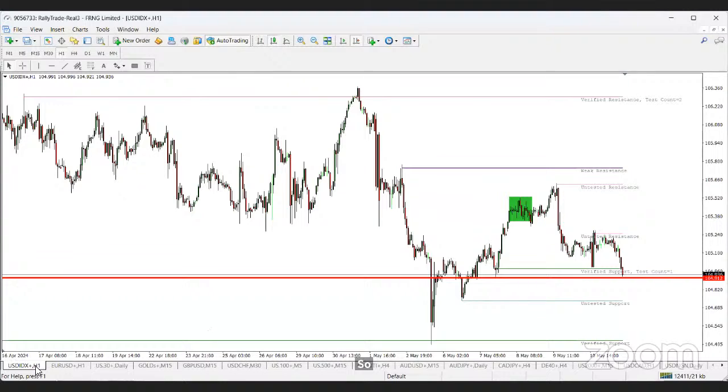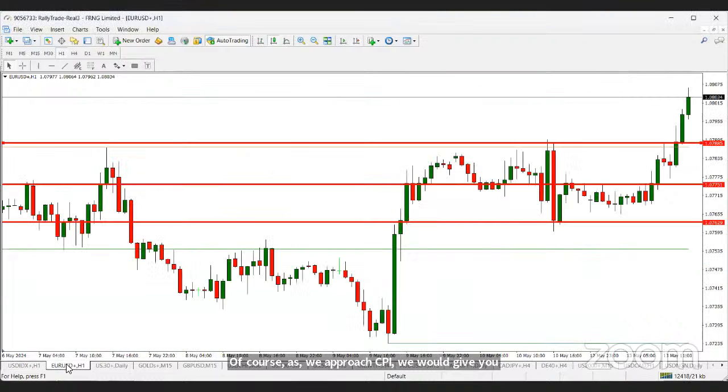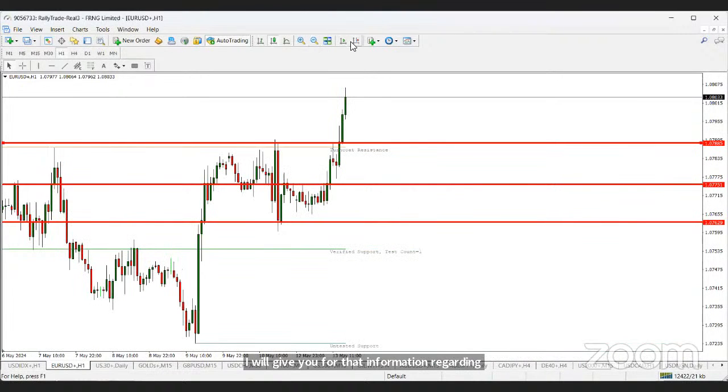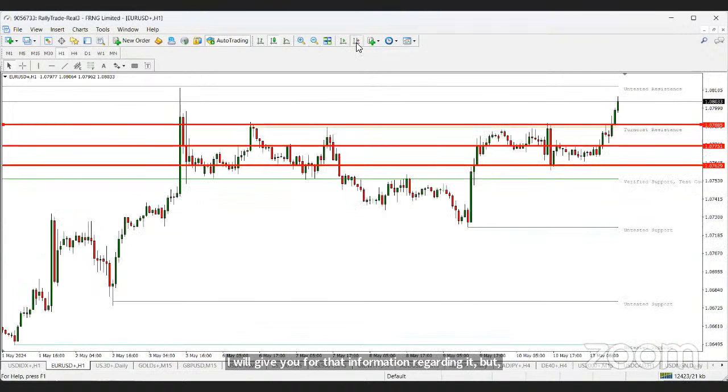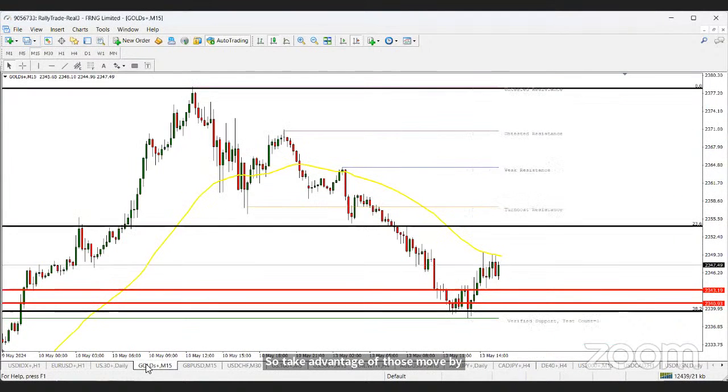Of course, as we approach CPI, I will give you further information regarding it. But as it stands now, my advice for those high impact, very volatile markets like indices and commodities is to use your 50 period exponential moving average to take advantage of those moves by scalping.